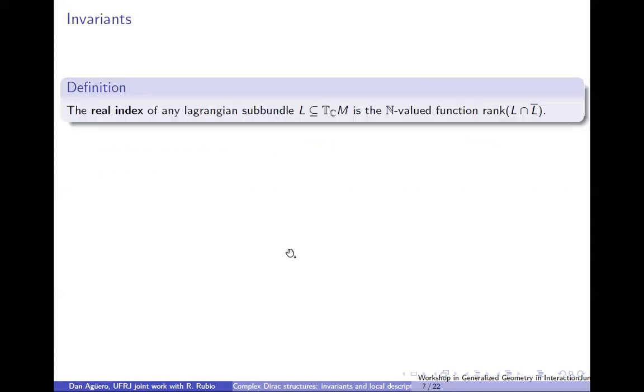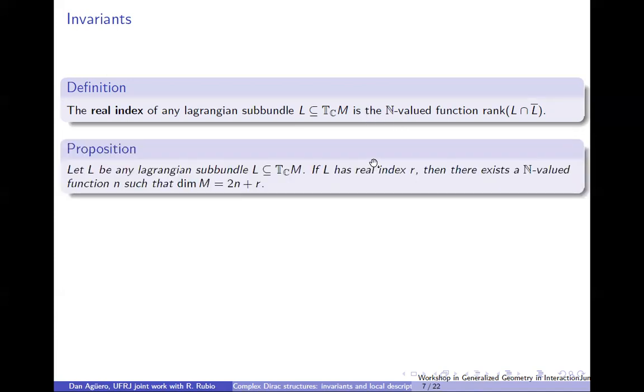So I begin with some definitions that are part of the invariants. I will study the invariants of this complex Dirac structure. The first one is the real index. That is just the rank of L intersected with L bar. This rank could vary along the manifold, for the reason of this upper semicontinuity.